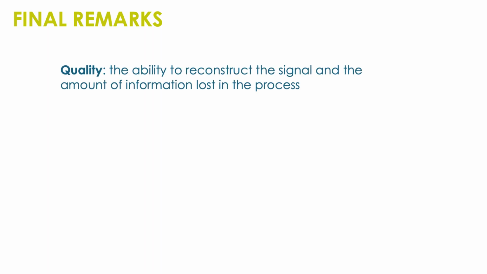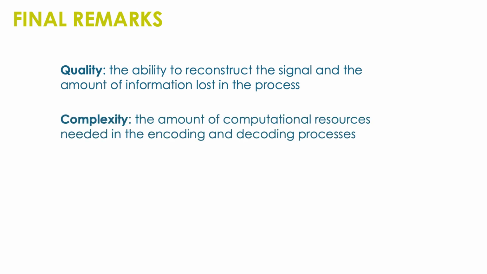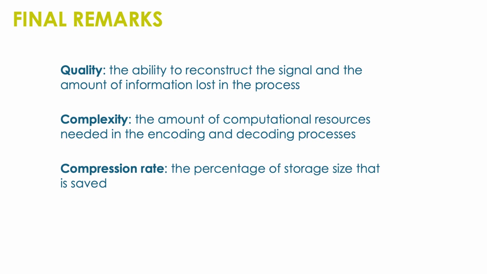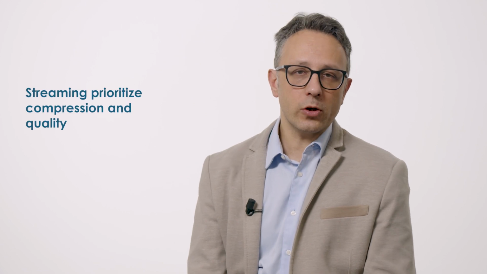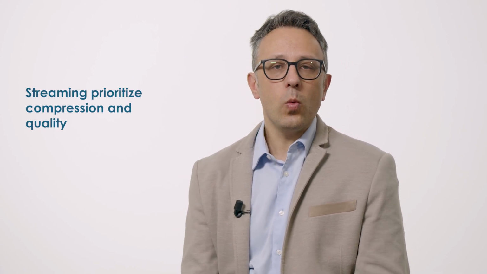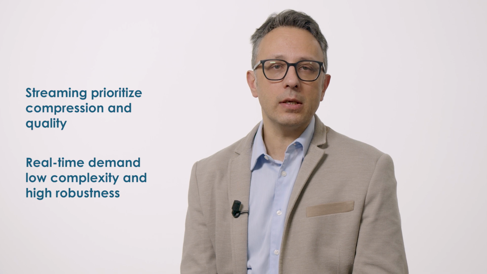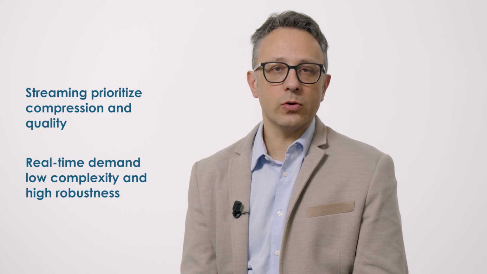The first, which is intuitive, is the quality, which is the ability to reconstruct the signal in a correct way. The second is the complexity, which quantifies the computational resources required for encoding and decoding. Then the compression rate, which quantifies the storage size saved during compression. And the robustness, which evaluates the performance of the encoding mechanism with diverse signal types. Applications like streaming prioritize compression and quality, while real-time applications like gaming demand low complexity and high robustness.